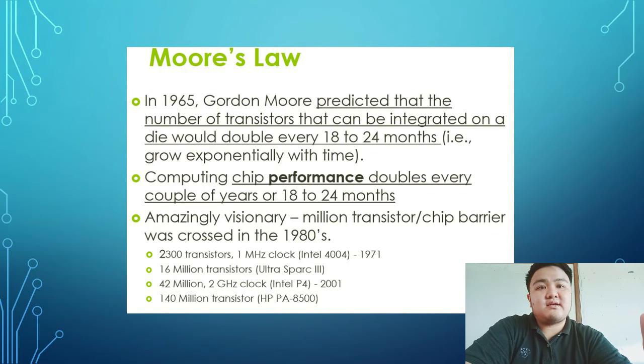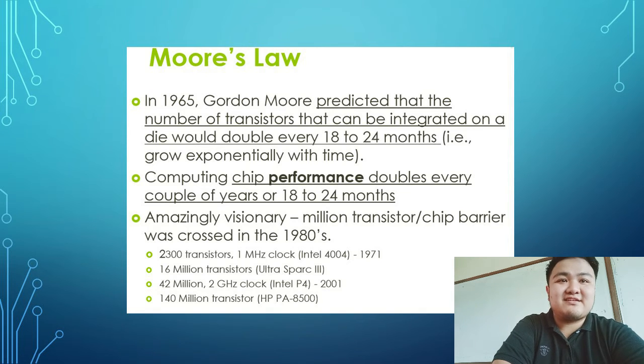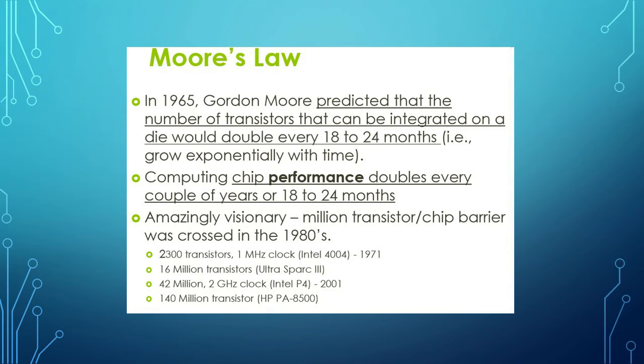In 1965, Gordon Moore predicted that the number of transistors that can be integrated on a die will double every 18 to 24 months, growing exponentially with time. Computing chip performance doubles every couple of years, or 18 to 24 months. Amazingly visionary, the million transistor chip barrier was crossed in the 1980s.